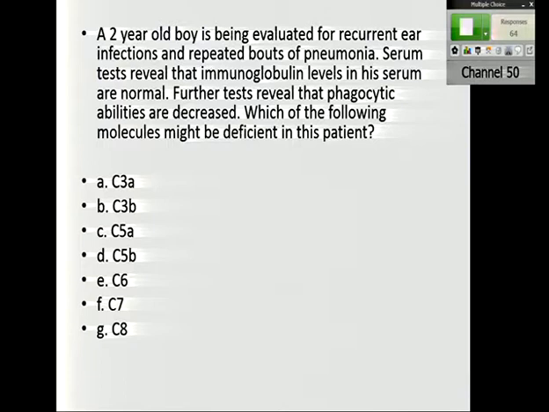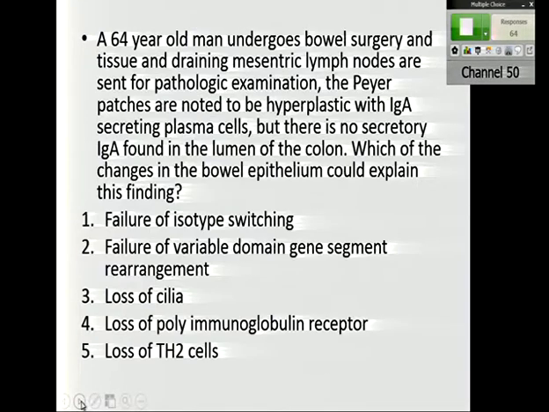Phagocytic abilities is associated with which complement component? C3b. Okay, so this is C3b, opsonin C3b. Then, so there is no secretory IgA, but IgA monomers. What is it due to?